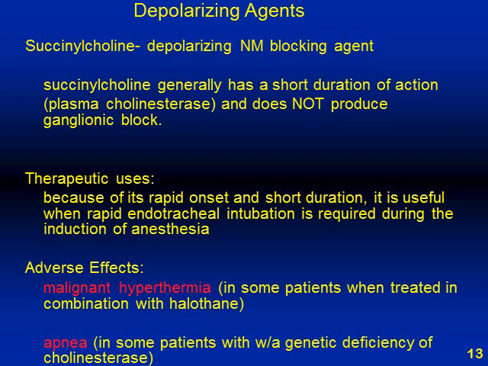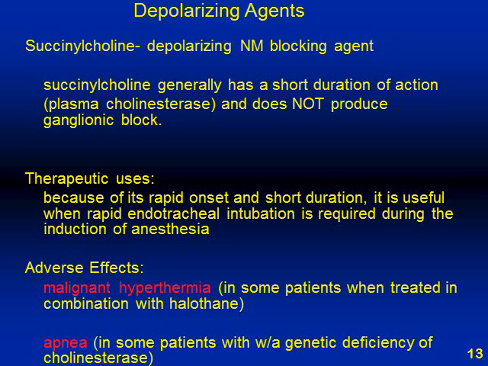So, succinylcholine as a drug. It's an analog of acetylcholine. It generally has a short duration of action because of esterases in the blood or in the plasma. Succinylcholine is not able to produce ganglionic block.